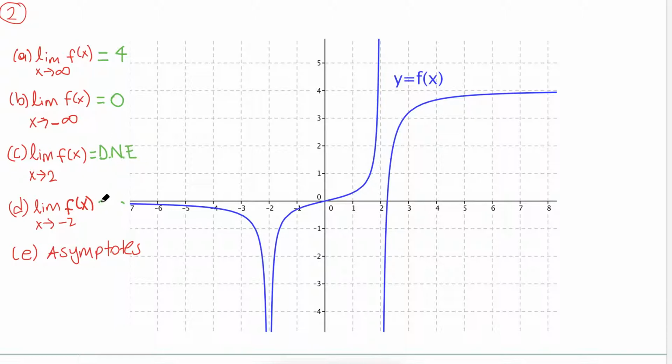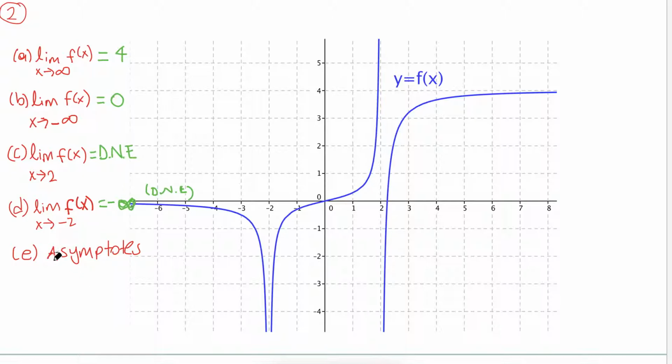Okay. Next one, we're looking for the limit as x approaches negative 2. So negative 2 is here. On the left side of negative 2, y values are approaching negative infinity. On the right side of negative 2, y values are also approaching negative infinity. So we will put negative infinity for this limit. We should also note that this limit is a form of does not exist.